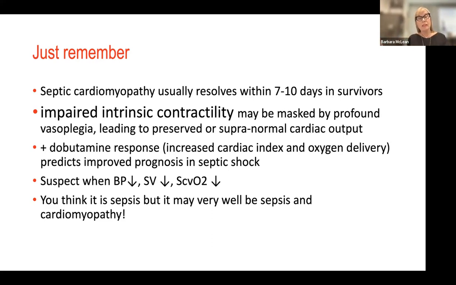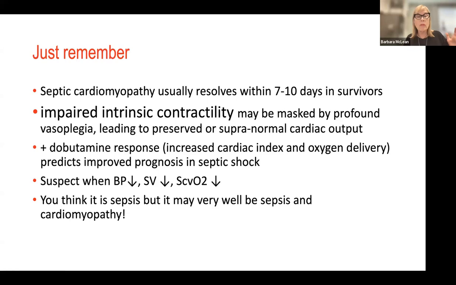So one of the things that's really important is if we put you on low to mild dose dobutamine and you increase your cardiac output and your cardiac index and your stroke volume, this actually is a predictor of survival in sepsis-induced cardiomyopathy. But you've got to get it on early. You can't be waiting until the patient's gained 16 kilograms and they're almost dead, and now we're going to try an inotrope. You've got to recognize this early.